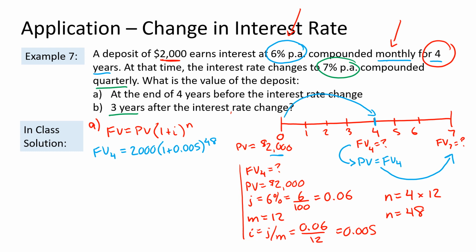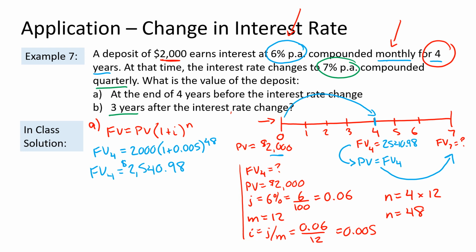You can probably hear my calculator doing it in the background with you at the same time. So our future value is equal to $2,540.98. Remember, that's our future value here. That's if we were sitting here today at time 0. 4 years from now, that's how much it's worth.